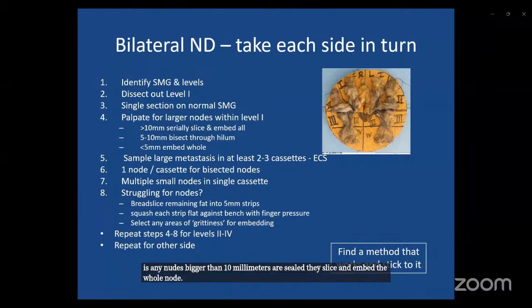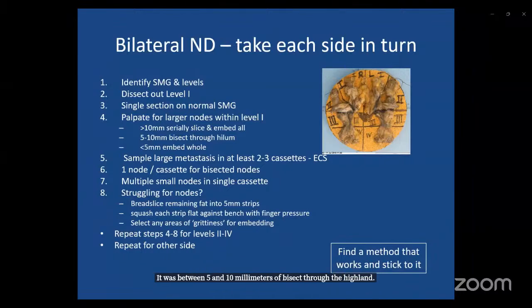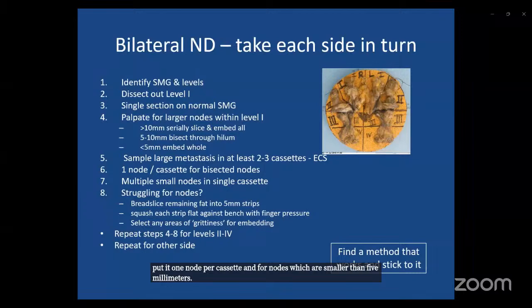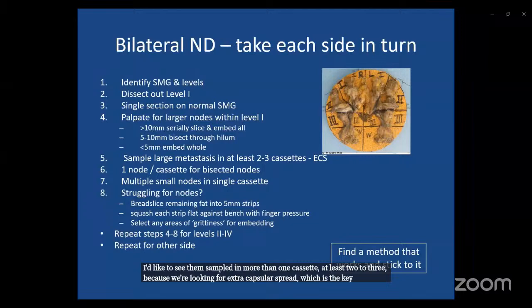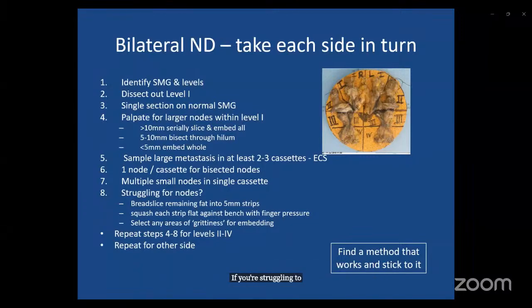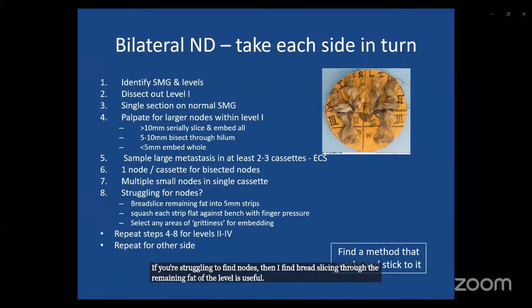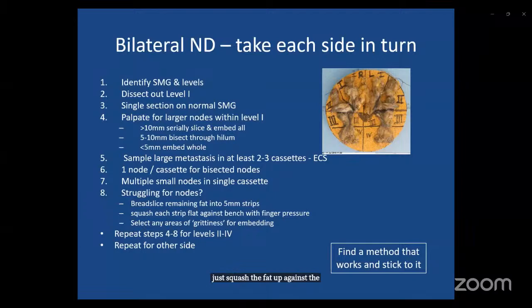If it's between 5 and 10 millimeters, bisect it through the hilum and put one node per cassette. And for nodes which are smaller than 5 millimeters, they go on whole, multiple nodes in one cassette. Larger masses, I like to see them sampled in more than one cassette, at least 2 to 3, because we're looking for extracapsular spread, which is the key for staging in TNM8. If you're struggling to find nodes, then I find bread slicing through the remaining fat of the level is useful. You just squash the fat up against the trimming table with finger pressure, and any little knots or grittiness, you sample that. Frequently you sample vessels and nerves, but more often than not you'll find these small lymph nodes. And just repeat it for each level and repeat for the other side.